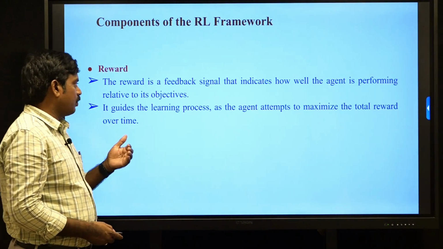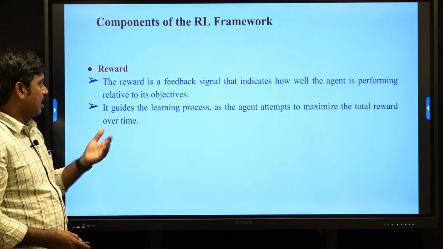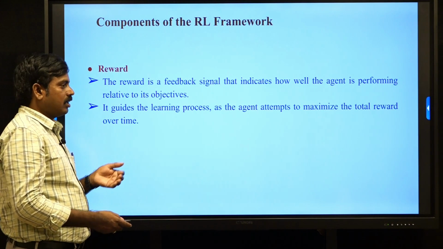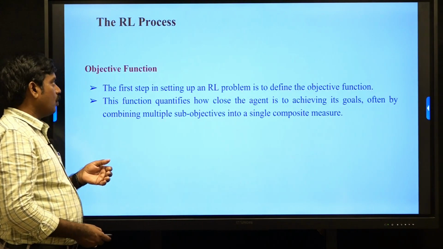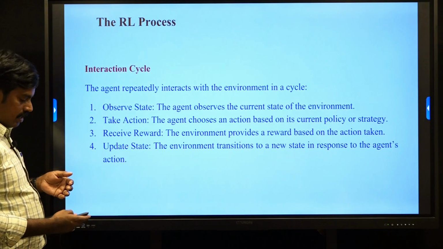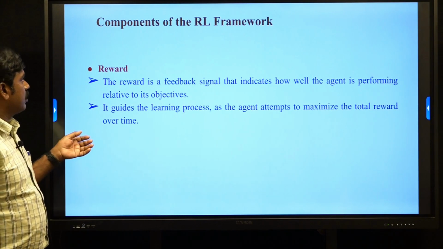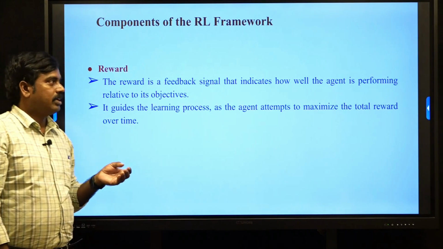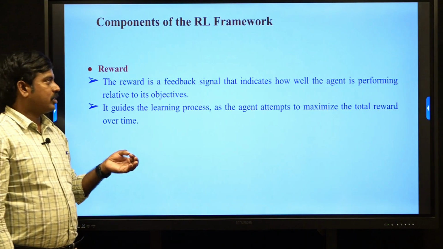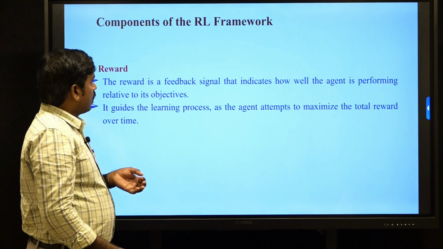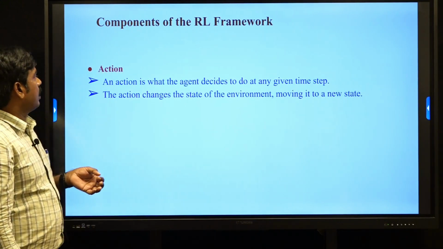If you get the positive reward, the learning process is going well. Otherwise, negative rewards are the negative side. Okay, these are the objectives, these are the basic components of the reinforcement learning framework: agent, environment, action, state and reward.